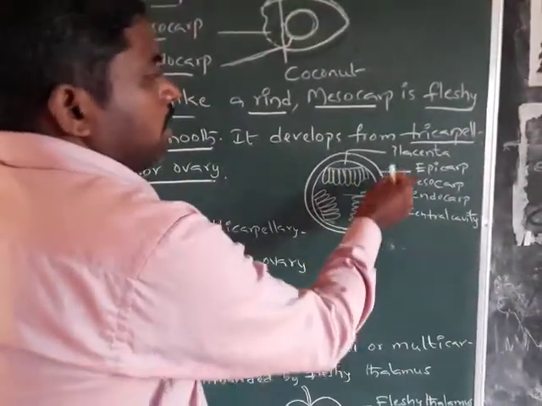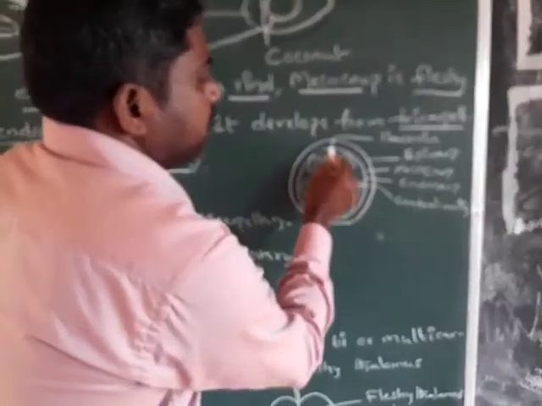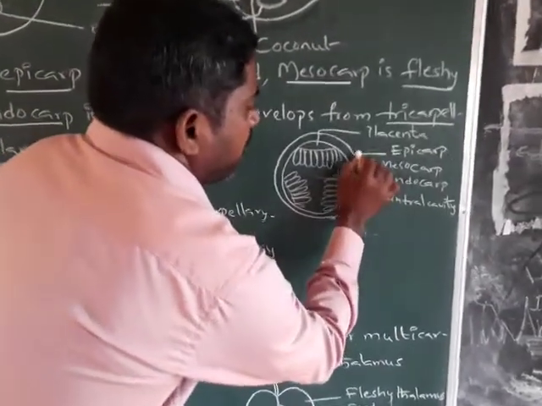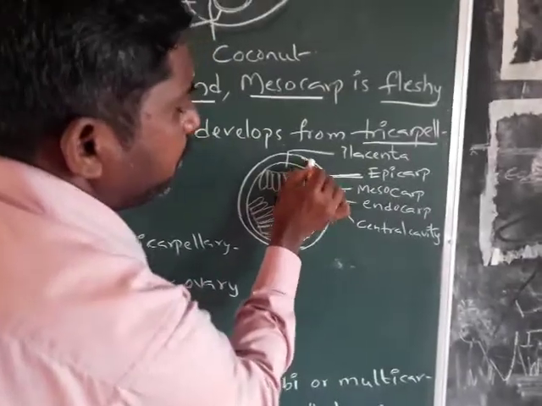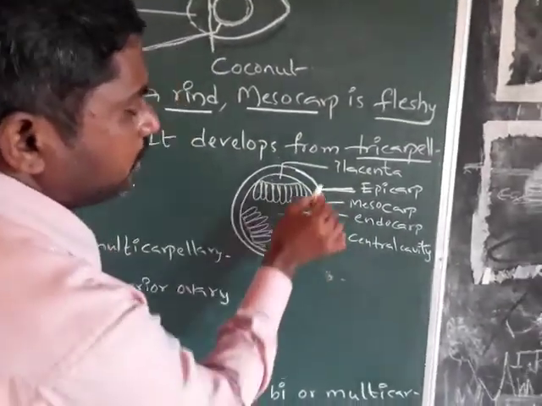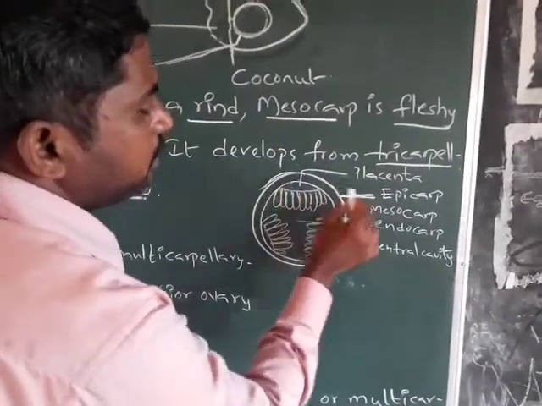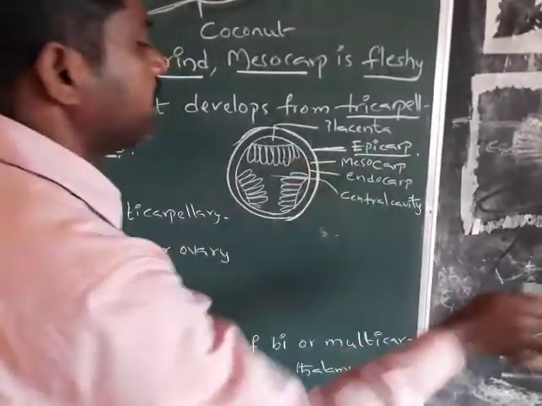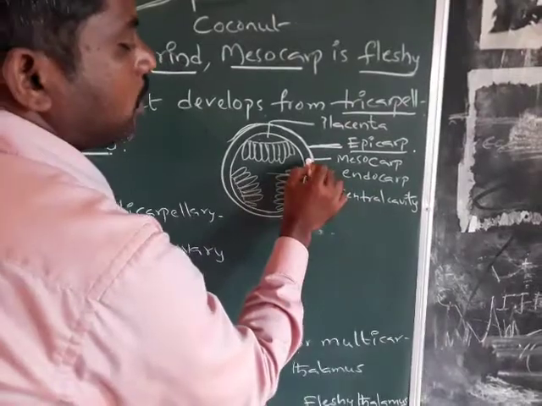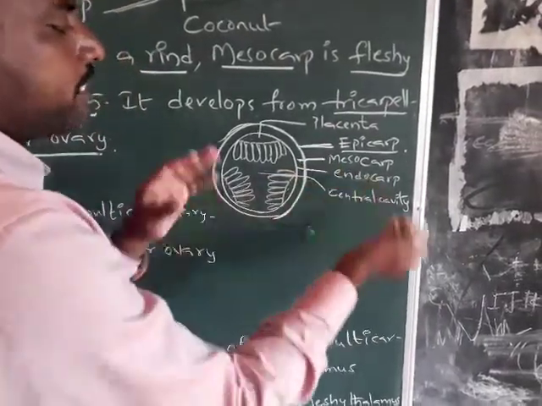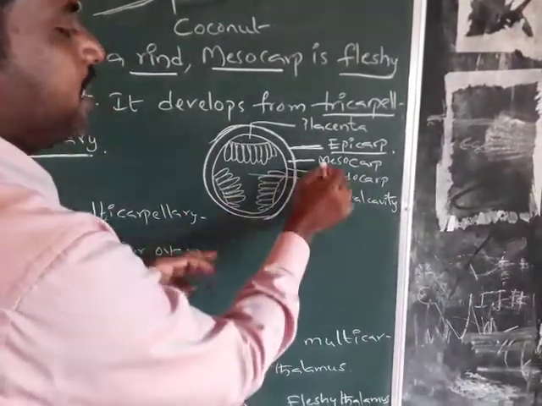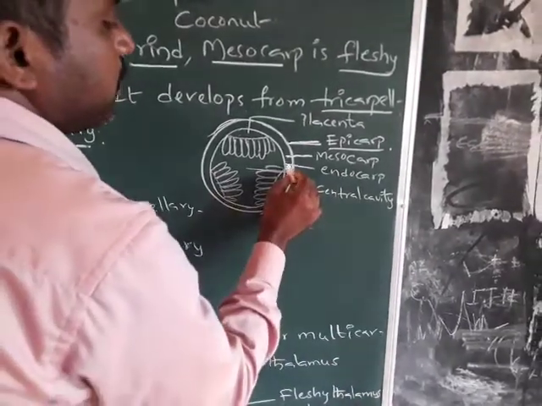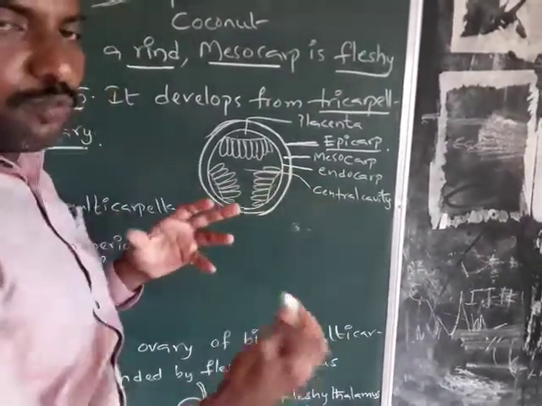See, the placenta is here, and the seeds are attached to this, and here is the epicarp. It forms a rind-like structure. It is the outer layer. And beside the epicarp is the mesocarp. Mesocarp is a fleshy structure, and the endocarp is a smooth structure.